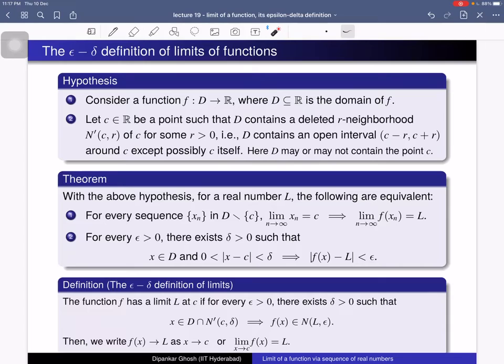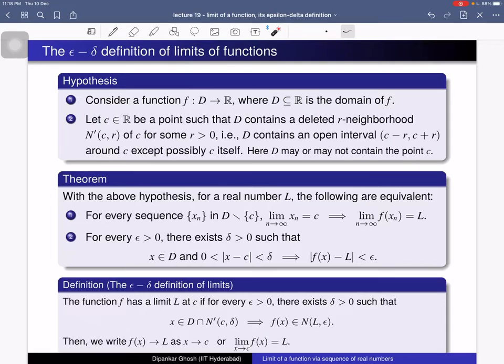So D should contain an open interval like this, (c minus r, c plus r) around c, except possibly that point c itself. So here D may or may not contain the point c. D should contain an open interval except possibly this point c for some positive real number r. That is the hypothesis we should have, and then we can talk about the limit of this function f at the point c.